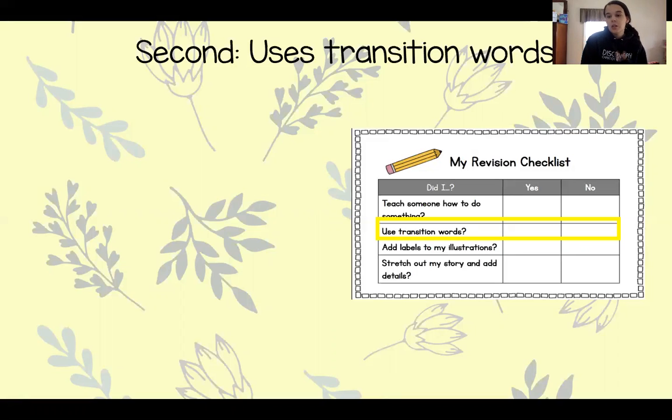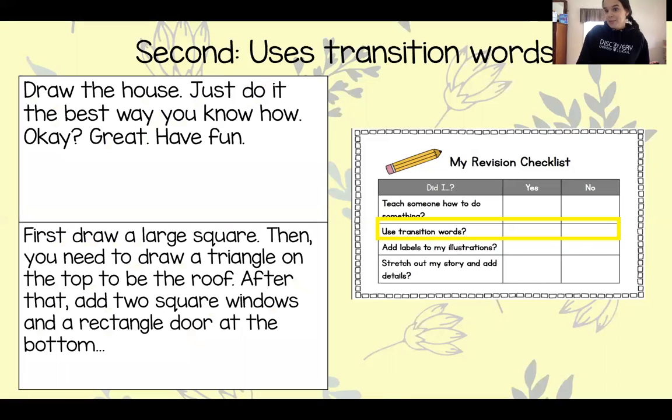In this case, the transition words are going to tell us what order to do the steps of our how-to in, okay? So I'm going to, again, show you 2 examples, and you're going to tell me which one uses the transition words. Now, these are the same 2 examples as before. So be thinking about which one uses transition words. Which one could we check yes for on our checklist?